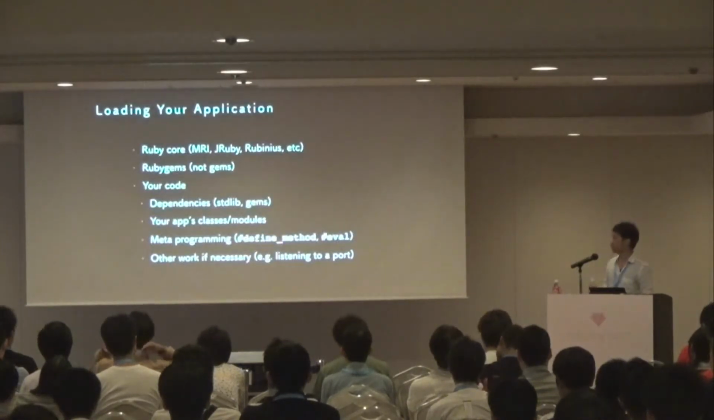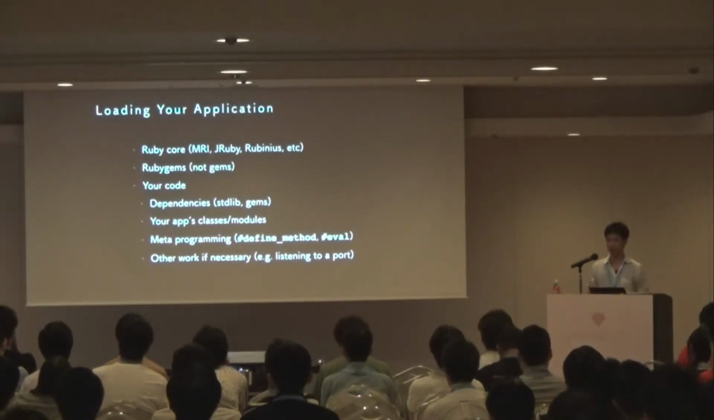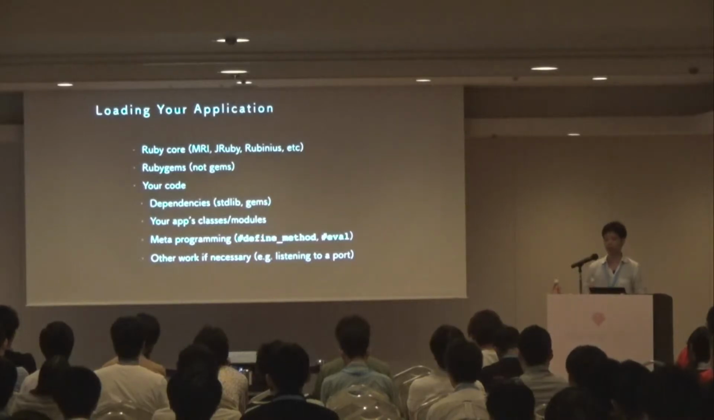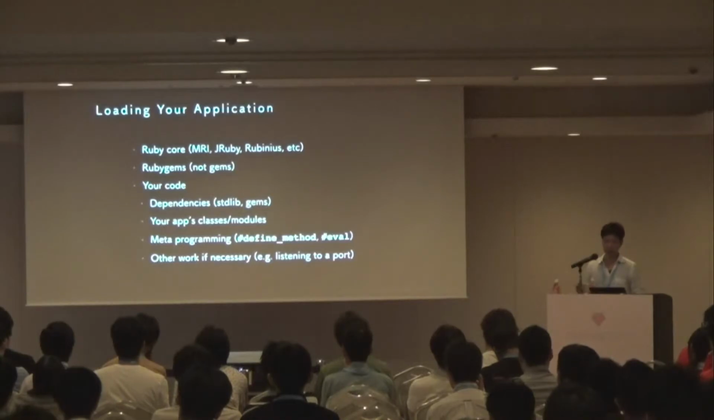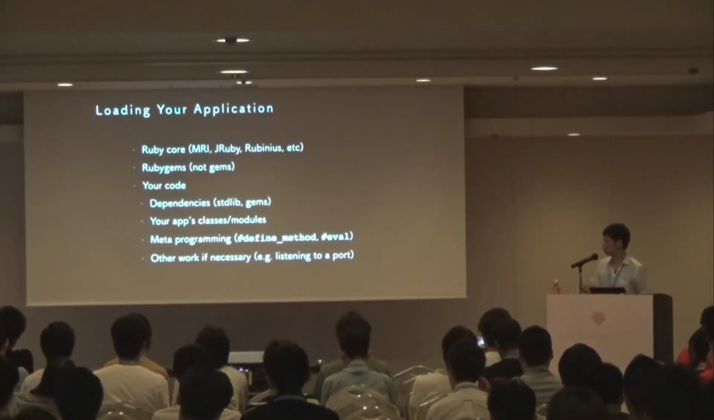So let's look at what it actually does. Loading your application: MRI is a C program, so a C executable tries to boot up. That's what happens when you run Ruby or Rails or any Ruby program. Next, it's going to load RubyGems. You can also disable RubyGems, but I'm sure most of you are using RubyGems. And next is to load your code.